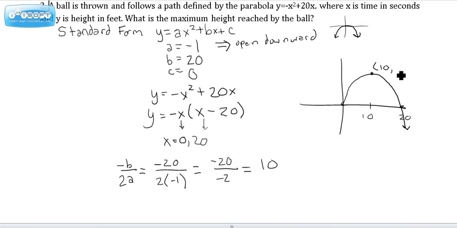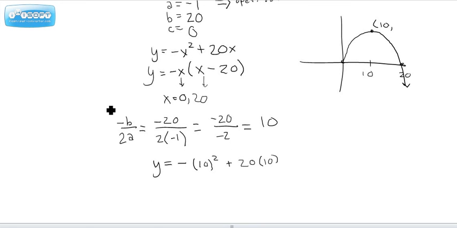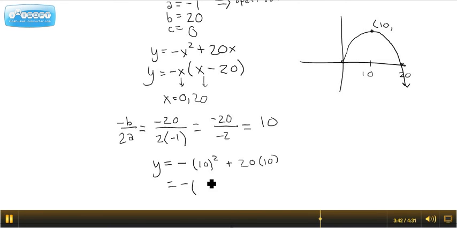Now we want to plug x equals 10 into our equation to find out what y equals in that case. That's the height the ball reached, the max height. So in our original equation, negative 10 squared plus 20 times 10. Remember to keep this negative on the outside, because exponents come before negatives in our order of operations.